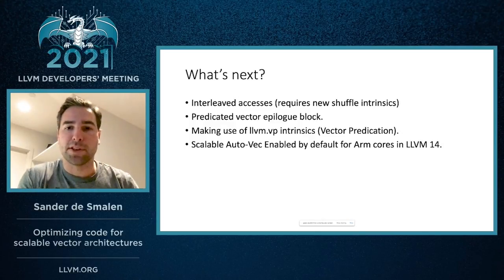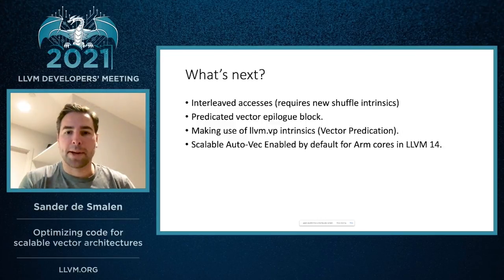Another thing we're aiming for is a fourth style of vectorization, which results in an unpredicated vector body loop and a predicated vector epilogue block. That way, we can vectorize the epilogue without requiring a scalar tail loop. For this, we first need to implement the other two styles, though.